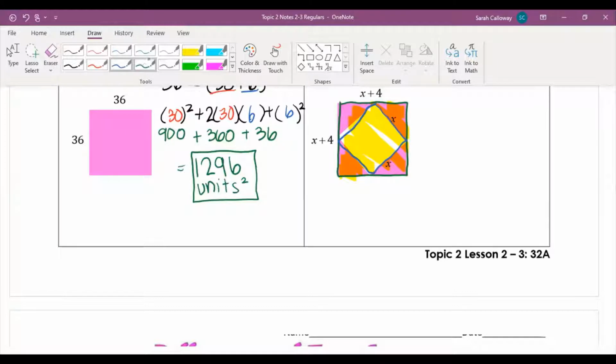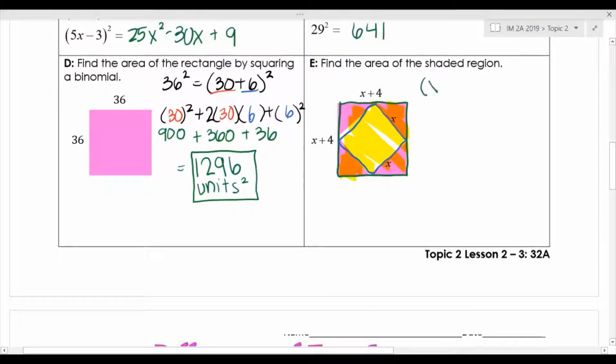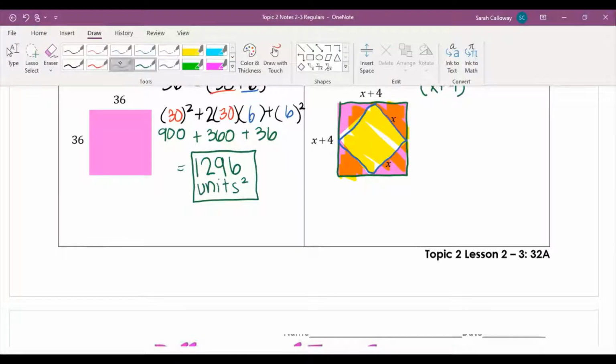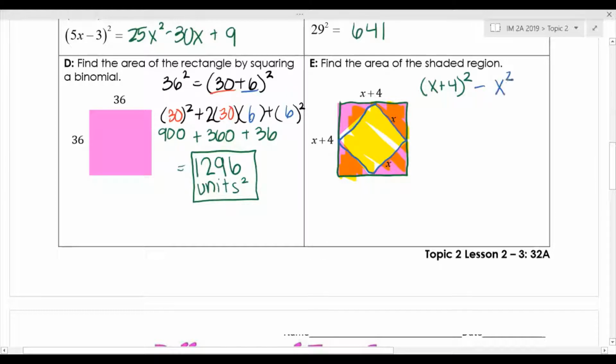And so what I want to think about to create my equation is the area of this is going to be x plus 4 squared minus x squared. Right? So because the sides of the large square on the outside is x plus 4, and then the sides on the small square on the inside is x. So the area of the large square is x plus 4 squared, so that whole highlighted region. And then if I take away the white part, with an area of x squared, that'll give me the area of everything.